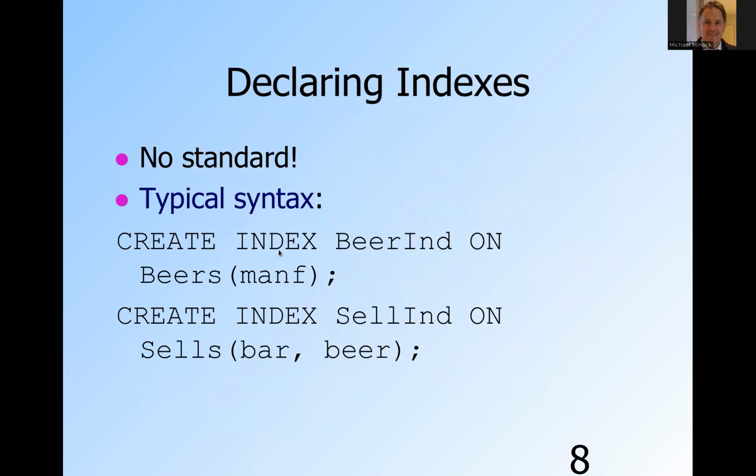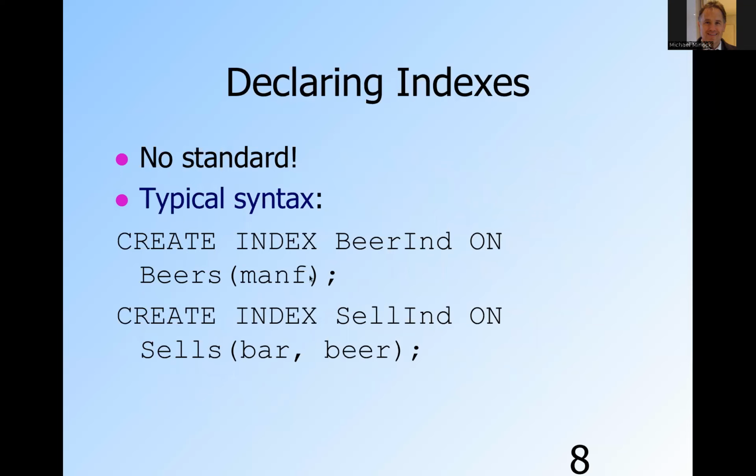All right, now here's what you do inside of SQL. Well, there is really no standard; the standard is very loose in this regard. But in PostgreSQL, you do something like the following. You say create index, then you give the index a name, beer index for instance, on beers, their manufacturer. So this is the table beers, and you're using the manufacturer.